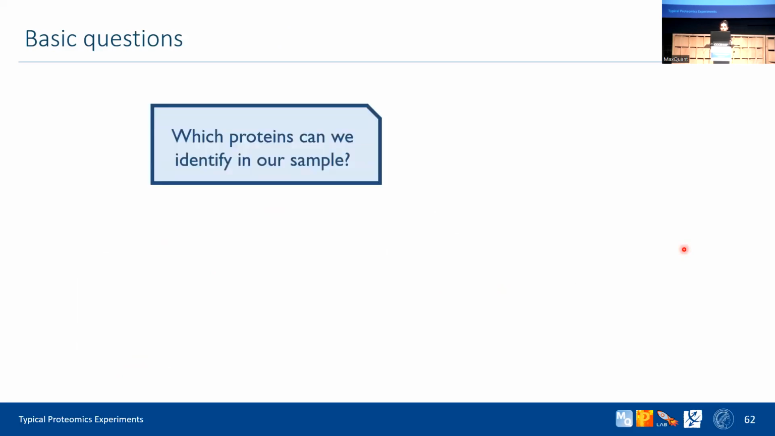Now let's go to the questions that we can ask when we're doing a proteomics experiment with mass spectrometry. First, we can ask what proteins I have in my sample. So I would like to identify the proteins that I have in my sample. That's a very normal question to expect someone to ask.